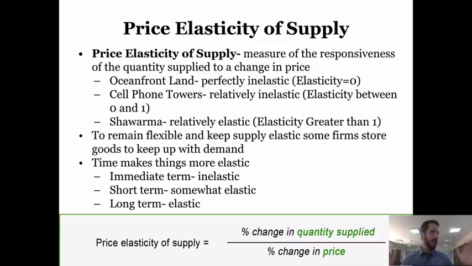So that's all we've got for elasticity. Note these formulas. We're going to give you a lot of different scenarios to determine this. You just need to practice it. But this video really gives you the foundational understanding to figure out if something's elastic or not.